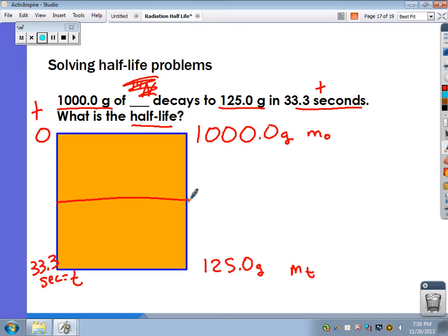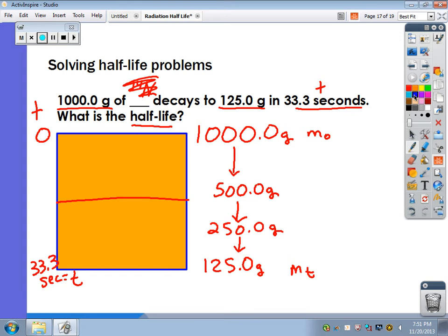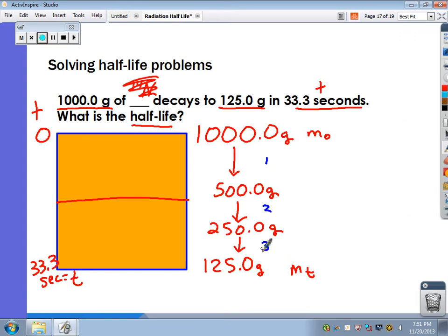Well, in this type of problem, you know that 1,000 grams is going to decay. What's it going to decay to? 500 grams? And that's one half-life. That's going to decay again to 250 grams. That's another half-life. And that's going to decay again to 125. How many total half-lives went by? If you look, I have 1, 2, 3 half-lives.